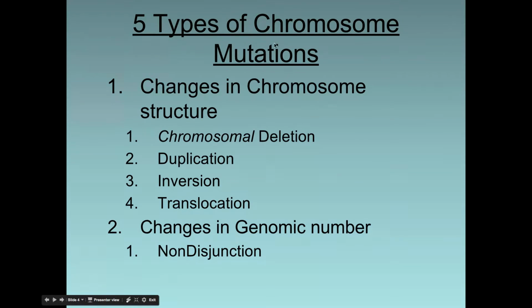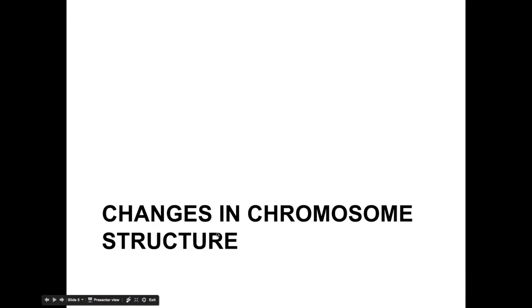So there are 5 types of chromosome mutations, or I like to put them in 2 categories. The first category is changes in chromosome structure, so the shape of a chromosome, and that can either happen through a deletion, a duplication, an inversion, or a translocation, or we can have a change in the number of chromosomes, and that's called nondisjunction when that occurs. We'll take a specific look at an example of that. We're going to start to focus on these structural changes, this first category here, the deletions, duplications, inversions, and translocations.